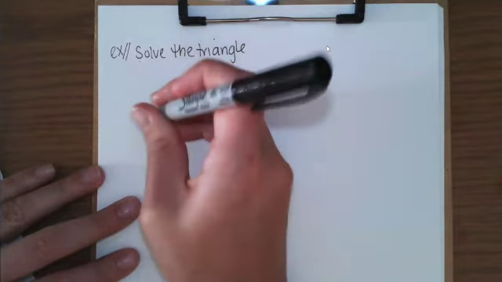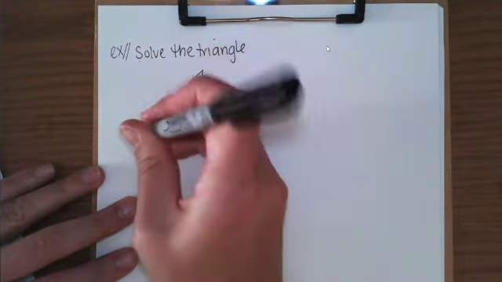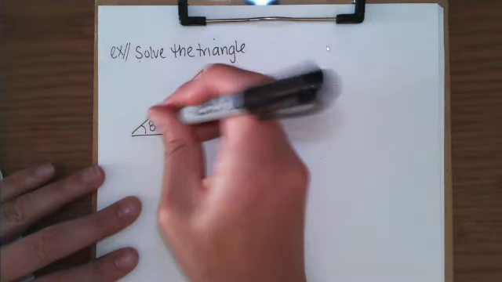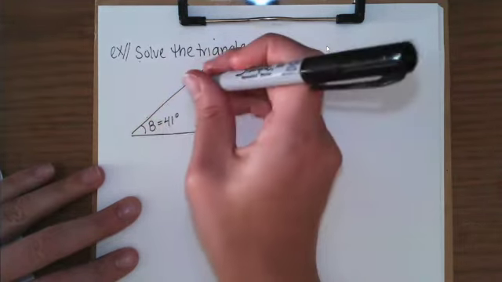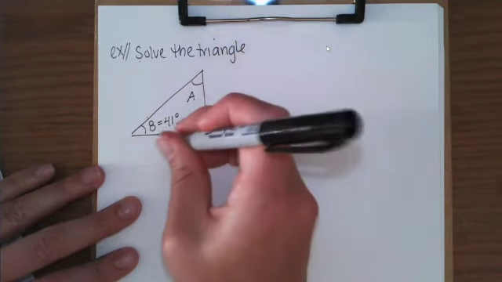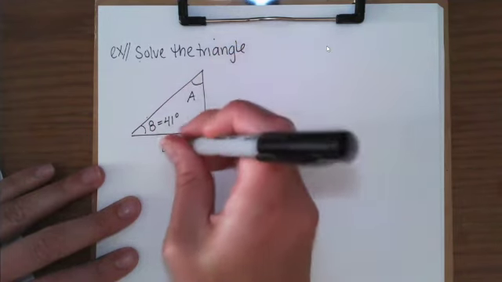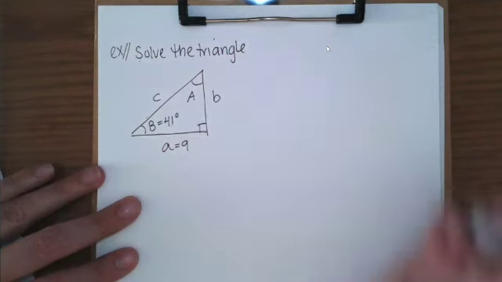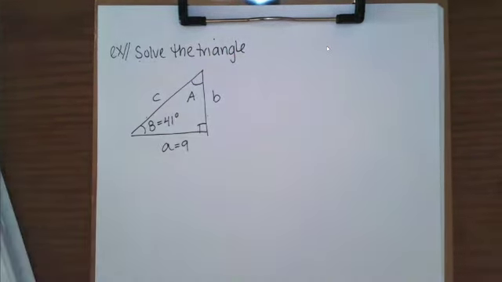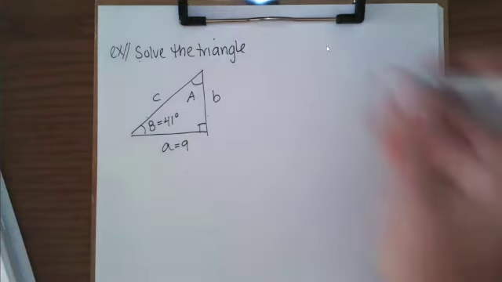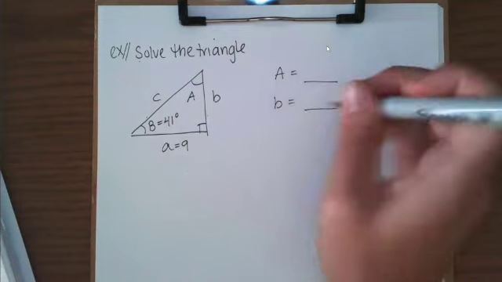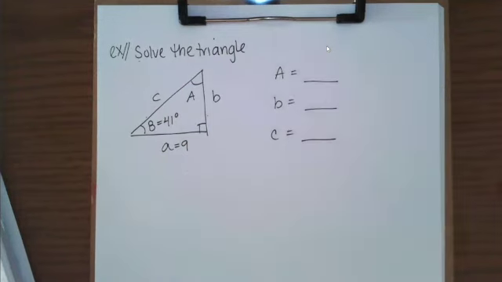And here we're given a picture of a triangle, and we have angle B is 41 degrees. Here's angle A, so that makes this side A. They tell us side A is 9, here's side B, and here's side C. Okay, so to solve the triangle means to find all the missing angles and the missing sides. So we need to find angle A, we need to find side B, and we need to find side C.